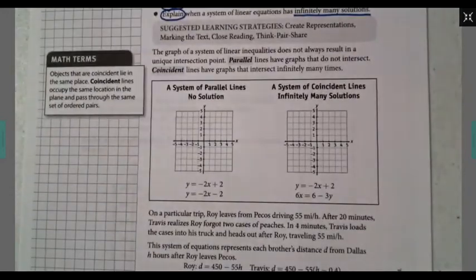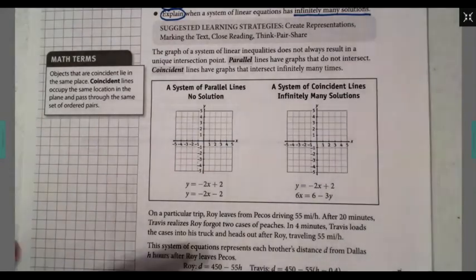On the previous slide, you should have seen the following information. The graph of a system of linear inequalities does not always result in a unique intersection point. Parallel lines have graphs that do not intersect. Coincident lines have graphs that intersect infinitely many times. Objects that are coincident lie in the same place. Coincident lines occupy the same location in the plane and pass through the same set of ordered pairs.